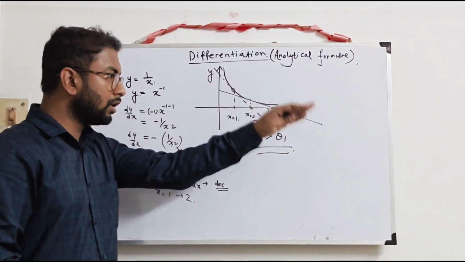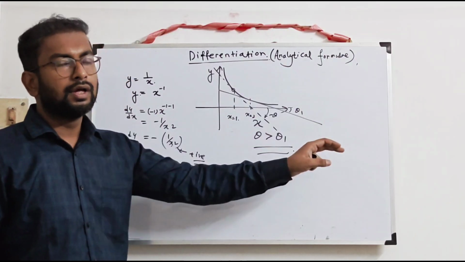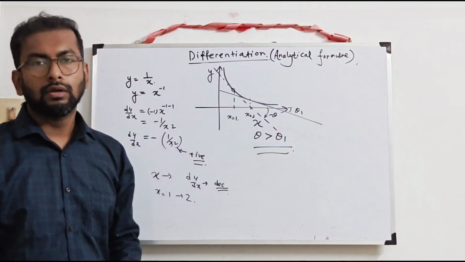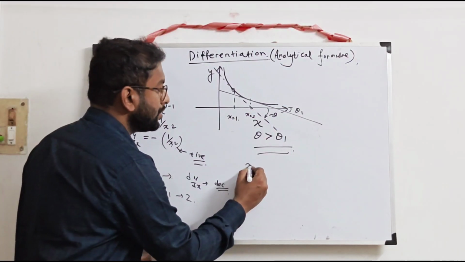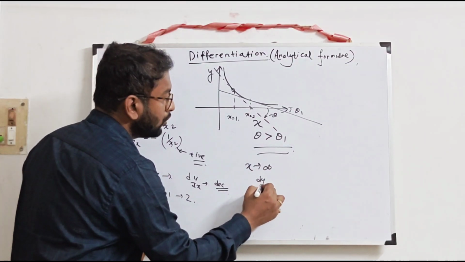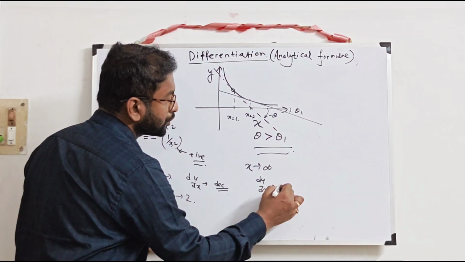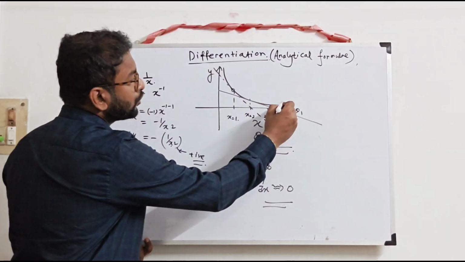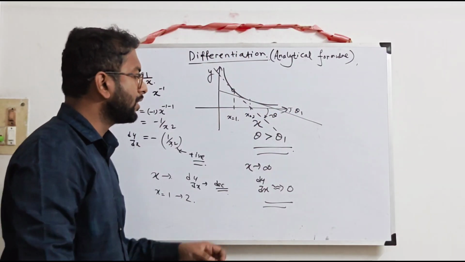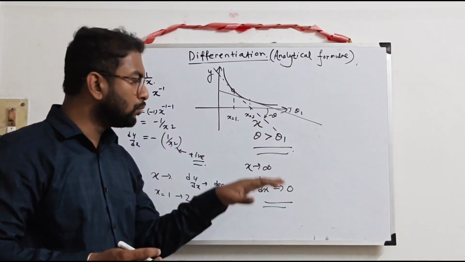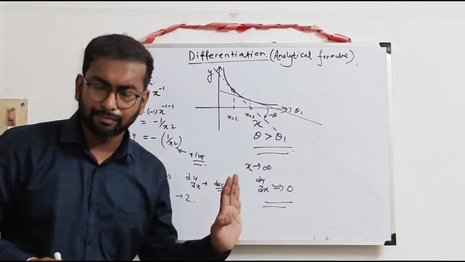So as I go on increasing x, the value of the slope will go towards 0. As x approaches infinity, the value of dy/dx will almost approach 0. That means if you draw one tangent at a very high value of x, that tangent will make almost a 0-degree angle with the positive x-axis.